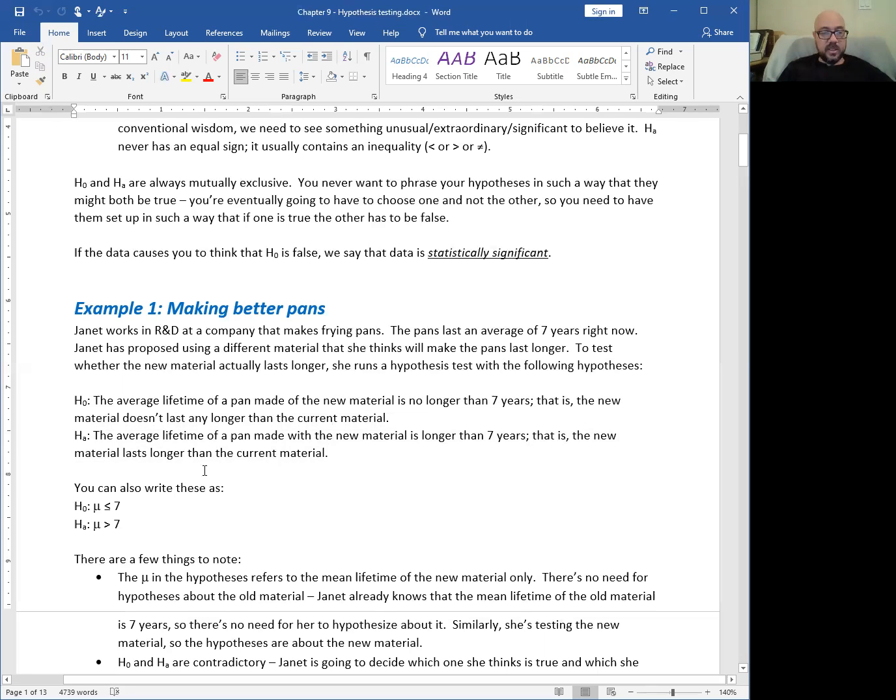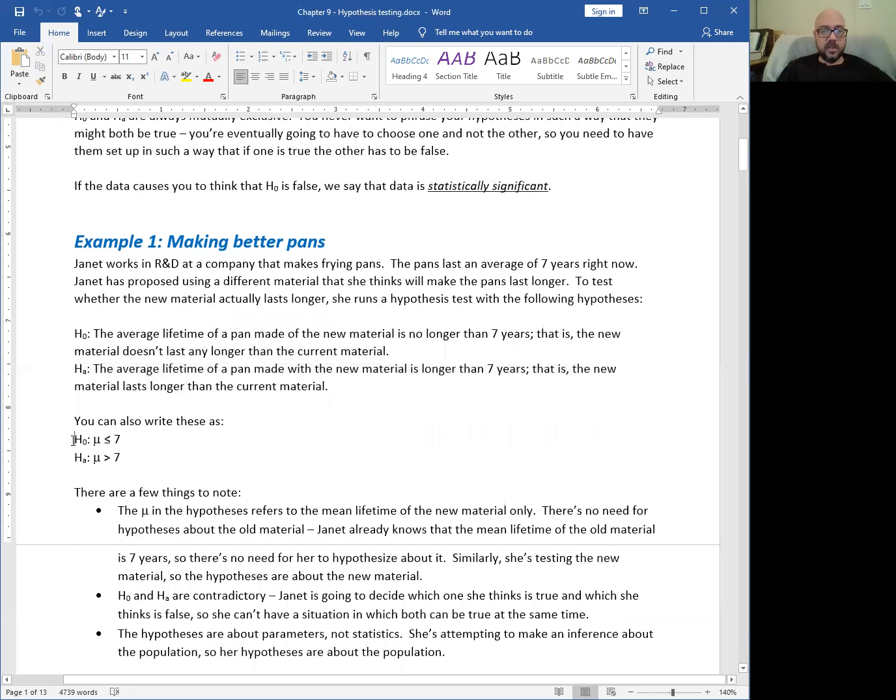You can also write these like this. And this is, in fact, how we'll write them most of the time. I just wanted to do it in words to sort of get that idea in your head that these things represent words and they represent ideas, right? And so here is my null hypothesis. The mean is less than or equal to 7, and the alternative is the mean is greater than 7.